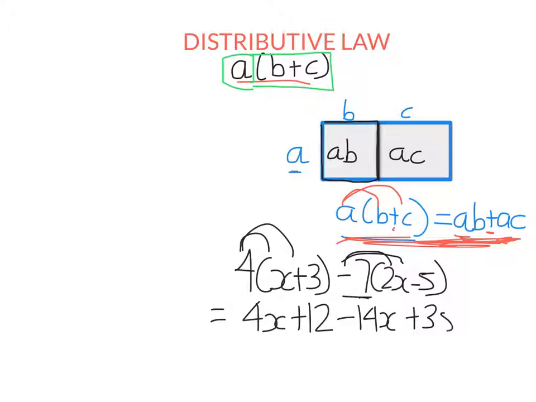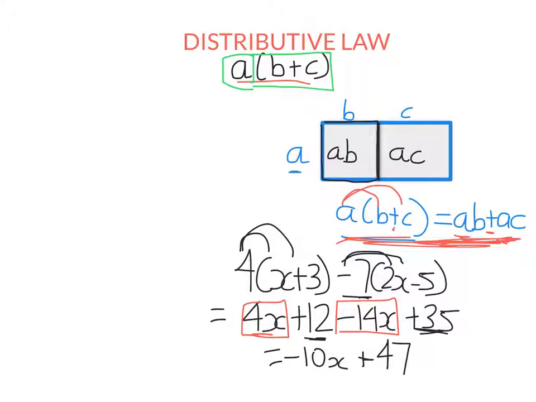So remember, I can only add or subtract terms if they are like terms, which means they have the same sequence of pronumerals. So this term here, terms are separated by plus and minus signs, and this term here, they both have an x, they are like terms. So 4x minus 14x gives me negative 10x, and then the other two terms are like terms because they have no pronumeral. 12 plus 35, and that is my final answer, minus 10x plus 47.